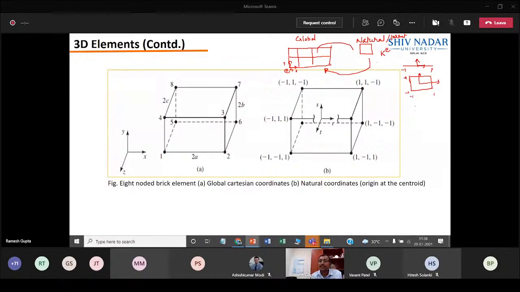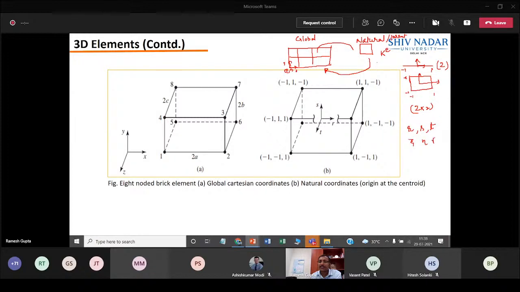That means you have 2 cross 2. That means the size is 2 units along the length and 2 units along the width. In this case, you have 2 units along some coordinate direction, let's say xi or s, whatever. Usually the symbols you can see are s, t.